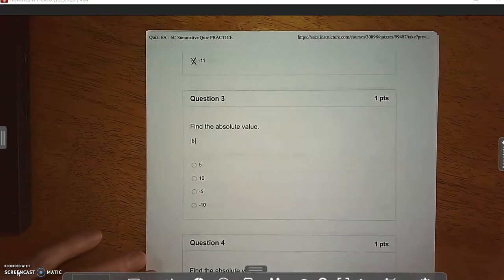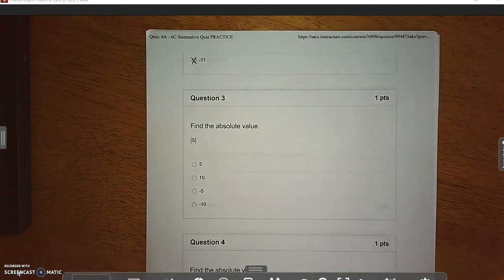The next one is to find the absolute value. Remember that absolute value is always a positive, because absolute value tells you distance, and distance always has to be in a positive direction. So absolute value is just telling you how many units away from 0 the number is. So for the absolute value of 5, the answer is 5.